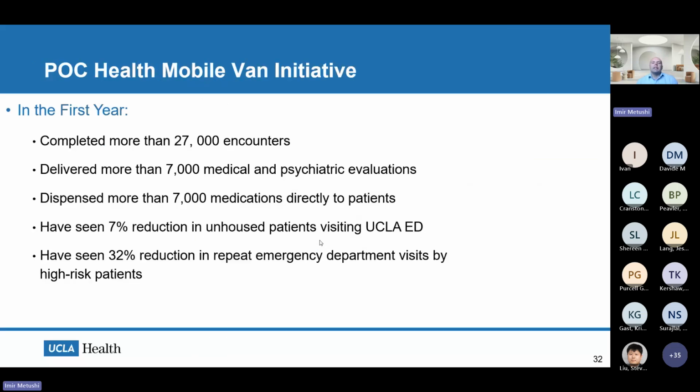So going back to the mobile health initiative, this is a new initiative, and it's a very big ticket item. It has completed more than 27,000 encounters in the first year, delivered more than 7,000 medical and psychiatric evaluations, and medications delivered to the patients. And how does this tie in to UCLA? Because this is a broader community initiative and something that benefits the broader community. But nonetheless, we have observed a 7% reduction in unhoused patients visiting the UCLA ED, and that is helpful in itself, and also a 32% reduction in emergency department visits by high-risk patients.